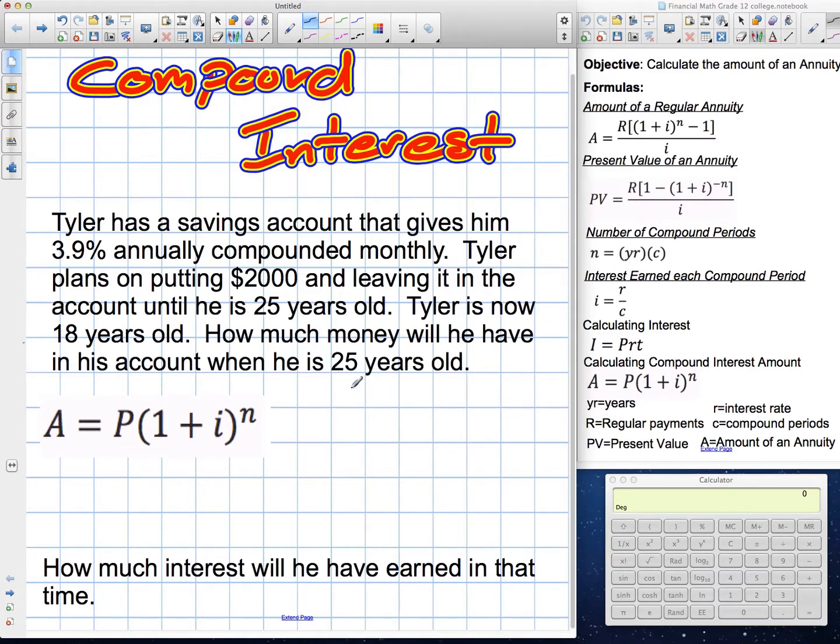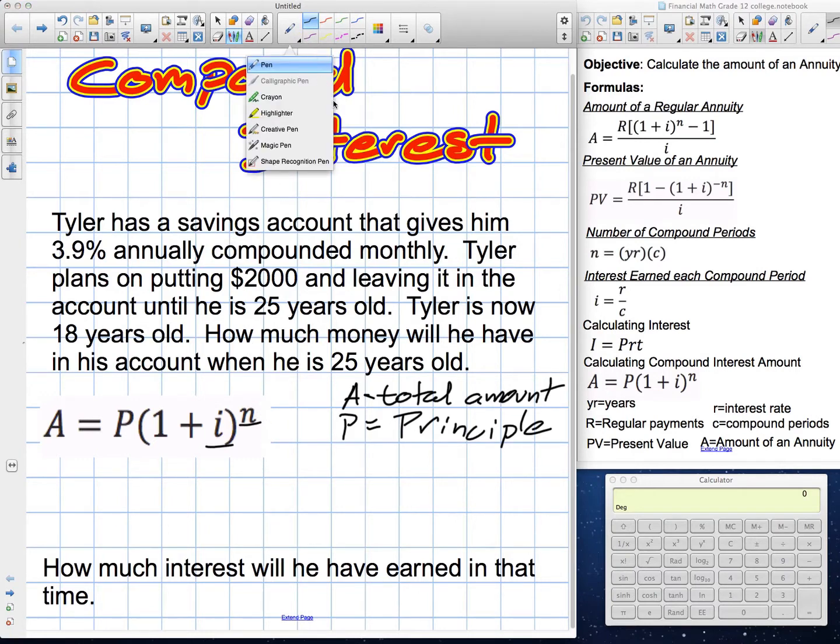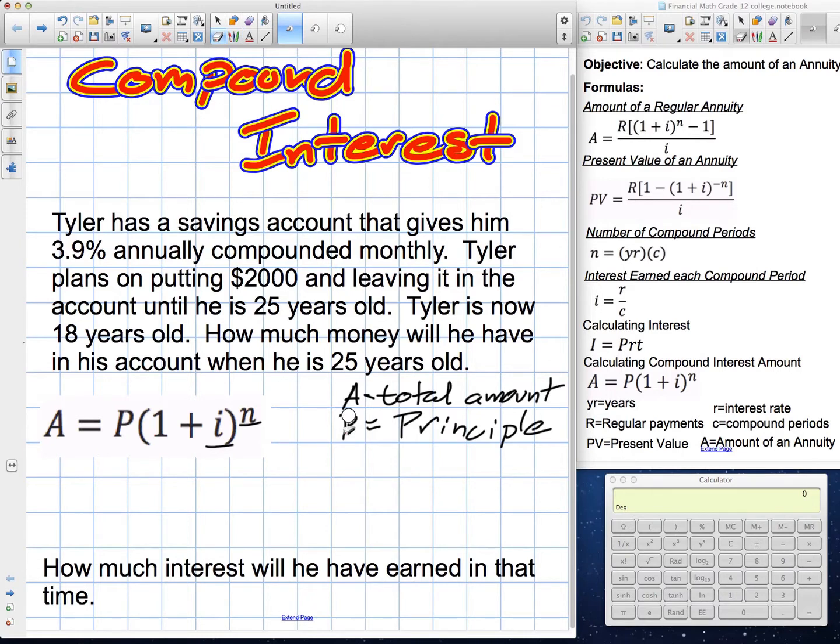A is the total amount. So we'll call it total amount. Our P is still principal. Now, our other two variables, which are I and N, are a little different. What we'll do is we'll color code some of this for you. So A will be black, P will change the color. We'll do that purple. Okay, I.